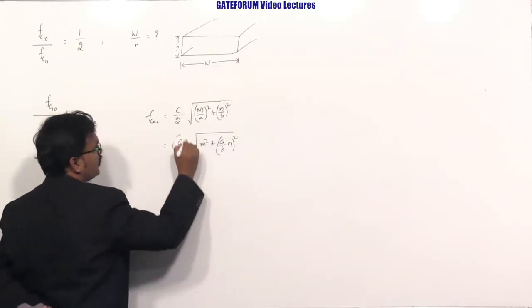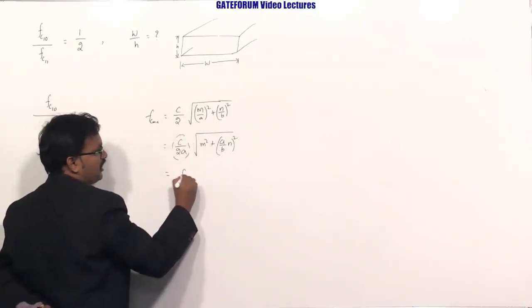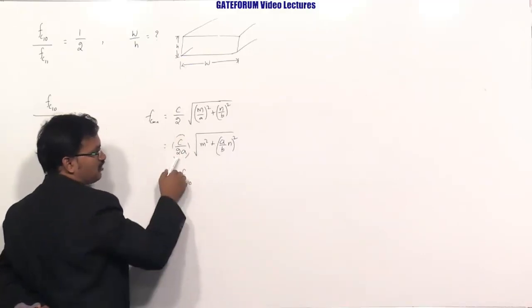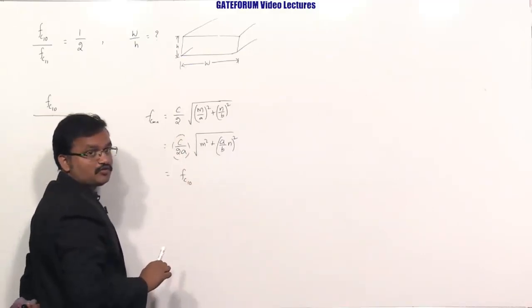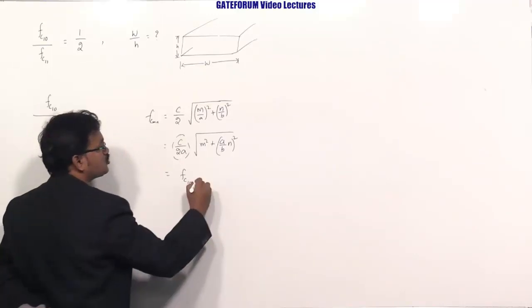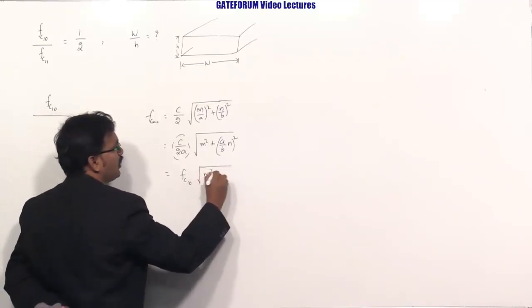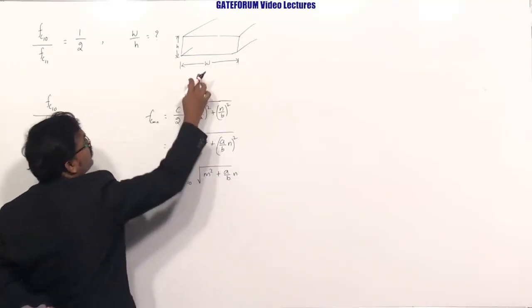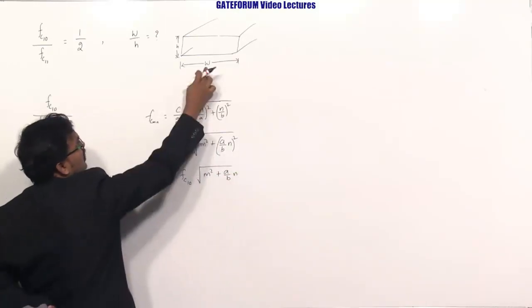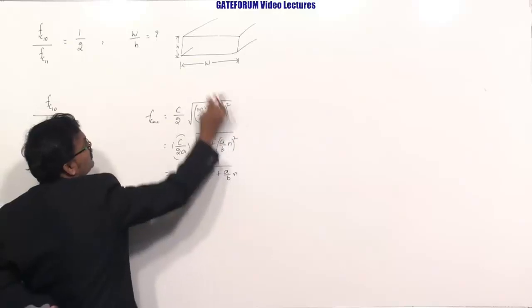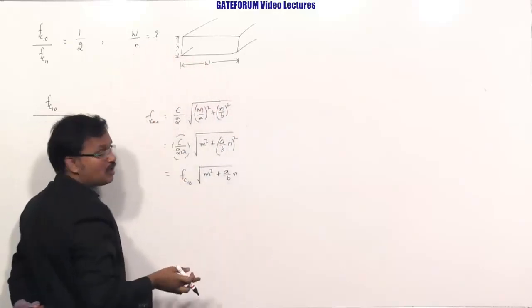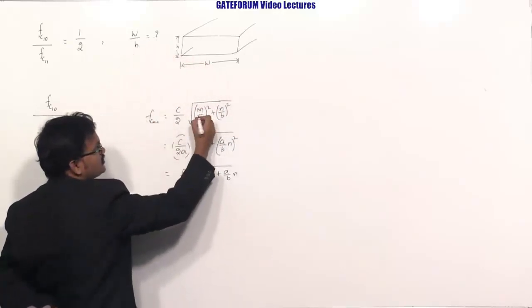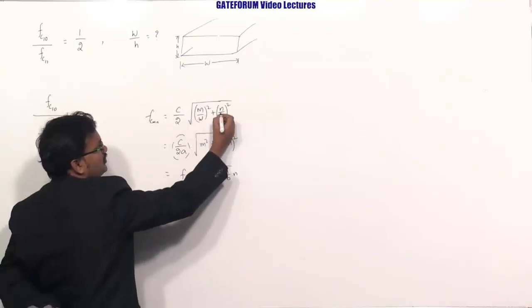So this C by 2A is nothing but FC10, the cutoff frequency for FC10. So FC10 into square root of M square plus (A by B N) whole square. Here instead of A they have given W, instead of B they have given H. So if you want, you can replace this A with W and B with H.